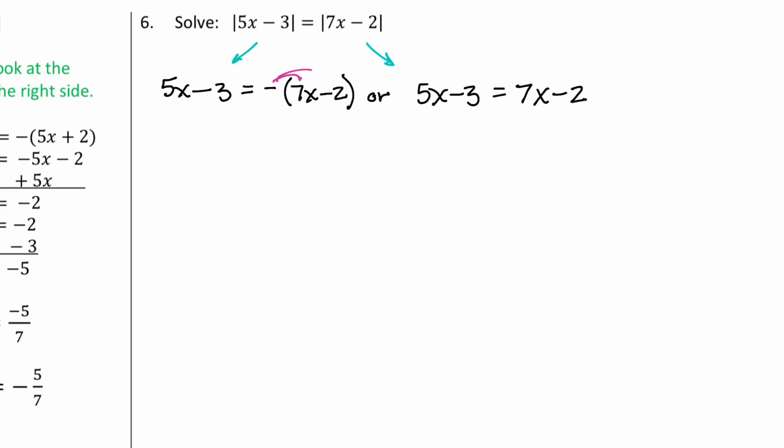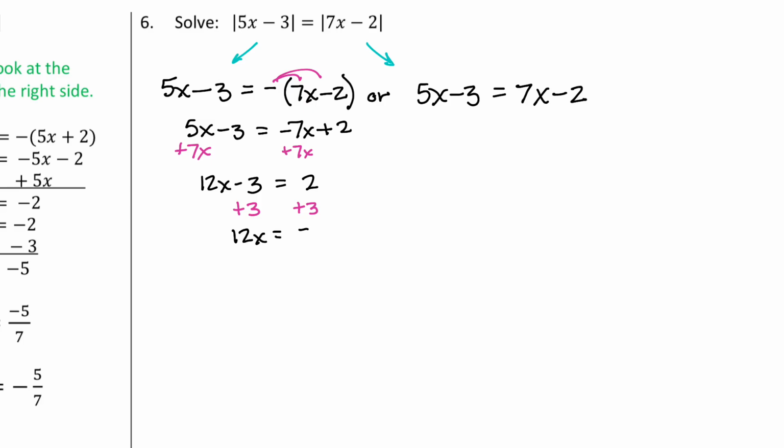Okay, so on this side, we're going to distribute. 5x minus 3 is equal to negative 7x add 2. Going to get the variable on one side. So we end up with 12x minus 3 equals 2. Add 3 to both sides now to get rid of the extras. And we get 12x is equal to 5. Divide by 12. So x is 5/12.